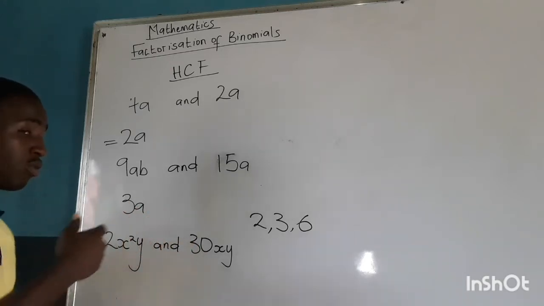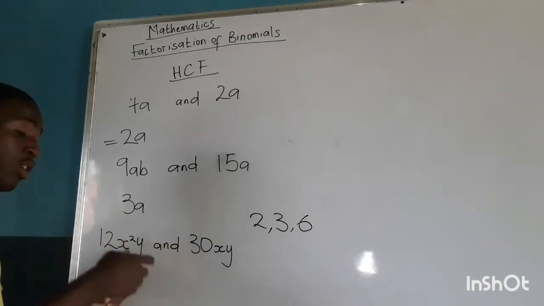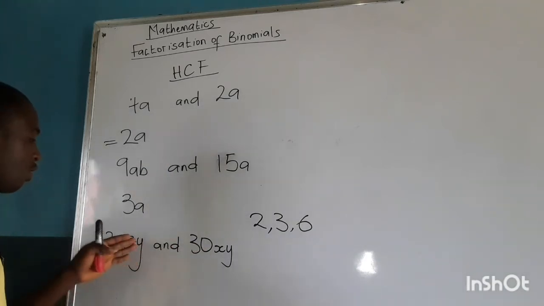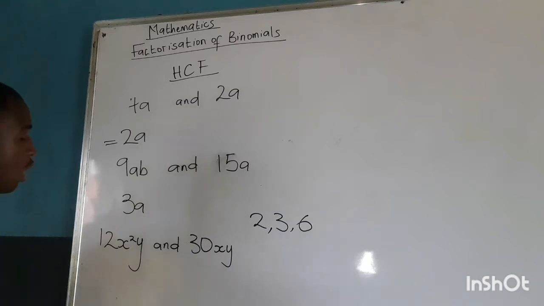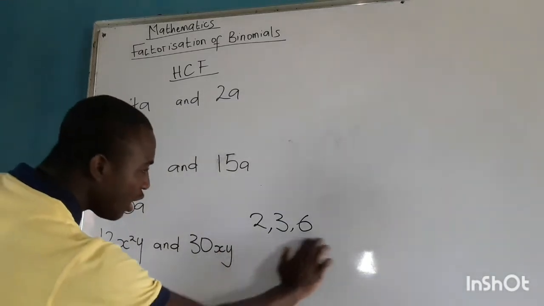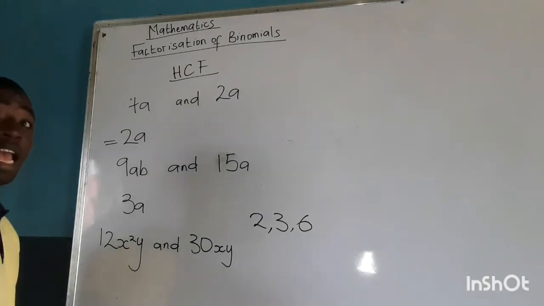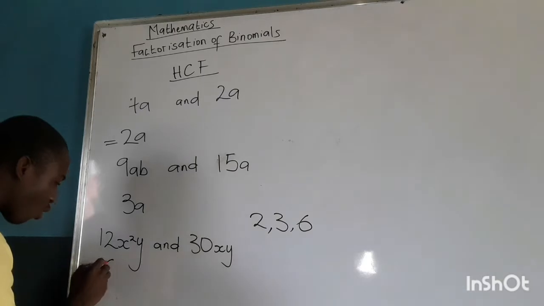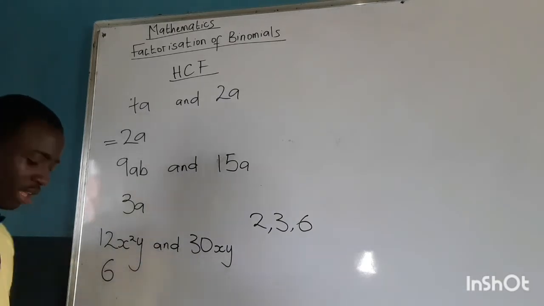9 cannot divide the two of them. 10 no way. 11 no way. 12 will only divide this one, you cannot divide this one. And when you start from 13, you have removed 12 from the question, because any number bigger than 12 cannot divide 12 again. So these are the three numbers that can divide 12 and 30. And what is the biggest among them? 6 is the biggest. So the common factor between 12 and 30 is 6.